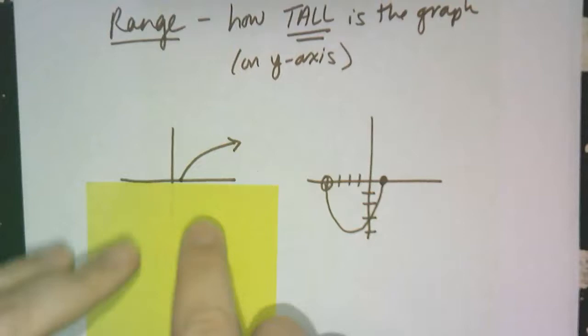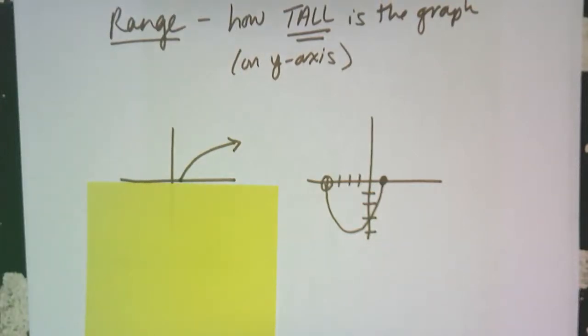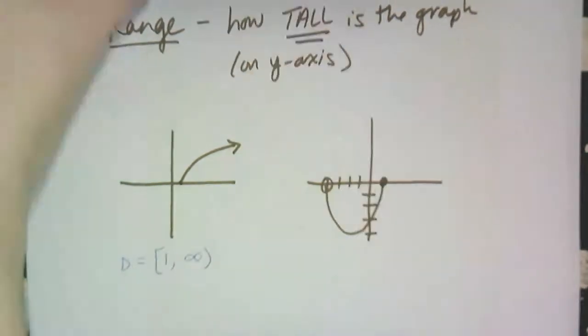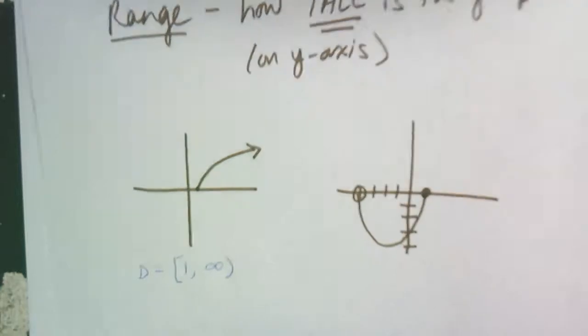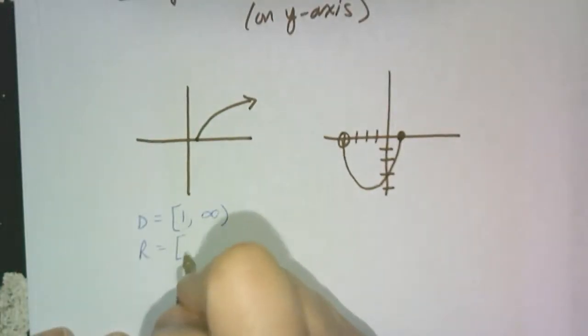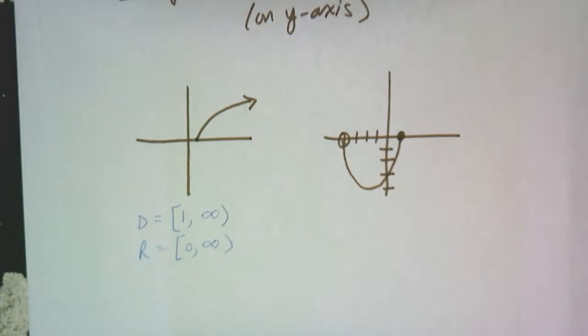But it is starting down here at the bottom on the y. Where is it starting on the y? 0. And then where is it going to? Positive infinity. Yes. What if it had an asymptote? Would it still be positive infinity? Not if it had an asymptote. So it would be 0 to infinity. So easy breezy right now.